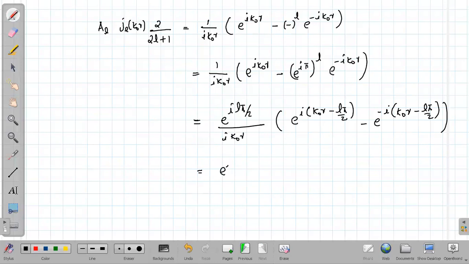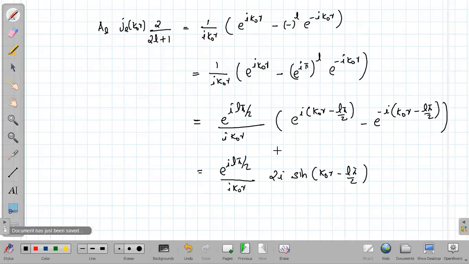So this becomes e raised to i times L pi by 2 divided by i k0 r. So this we can write as 2i times sine of (k0 r minus L pi by 2). Okay, so this is about the right side.